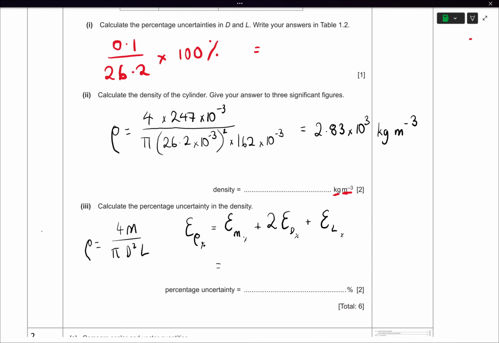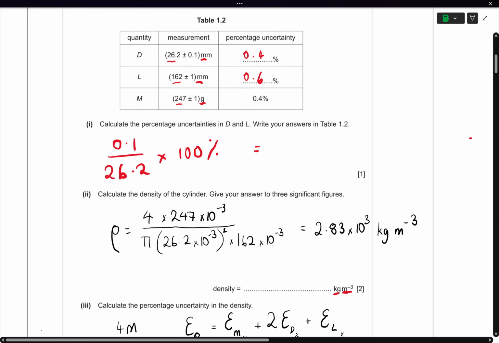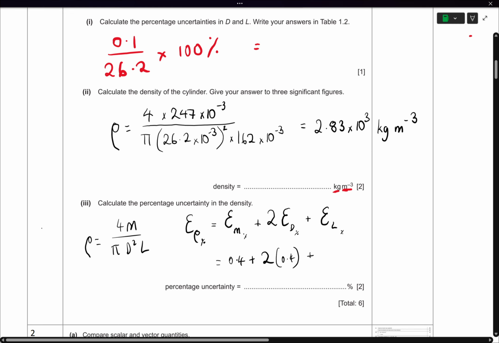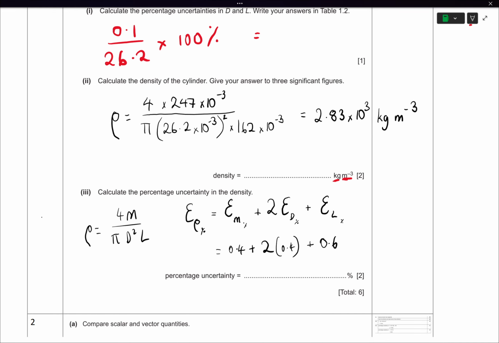So the percentage uncertainty in the mass is 0.4 plus 2 times the percentage uncertainty in the diameter, which is 0.4 again, plus the percentage uncertainty in the length, which is 0.6. So when we add these together, we get our total percentage uncertainty, which comes out as 1.8%. Based on the data that we're working from, I think again we should only really be quoting this to one significant figure, so plus or minus 2%.